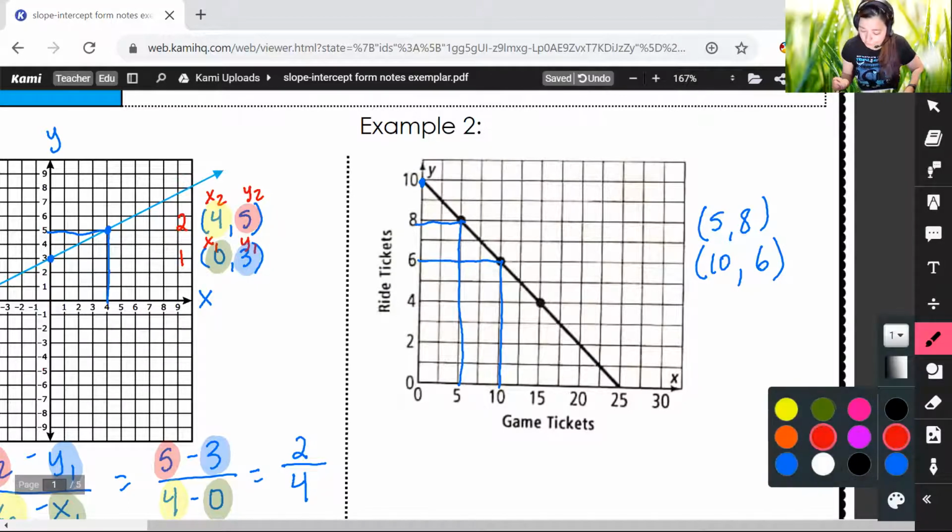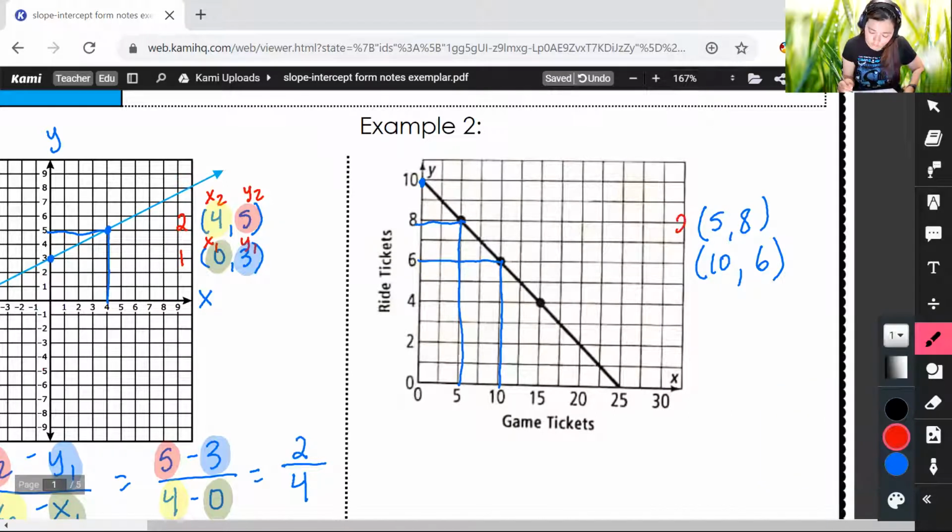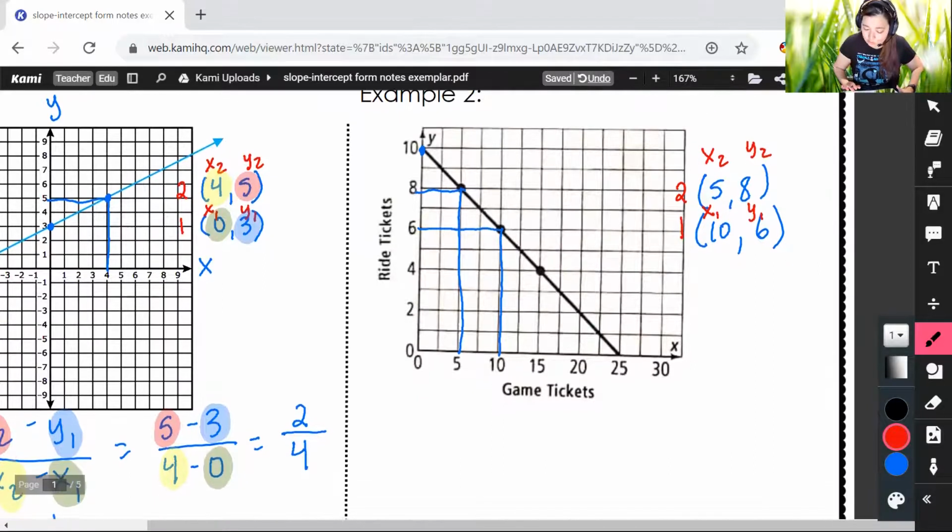After we have our 2 points, now we can label them. I like to put the second point on top because when you're doing the subtraction, it's a lot easier to tell that you have all your numbers in one place. You know, it's supposed to be y2 minus y1, so it's 8 minus 6. You know what I mean? And then 5 minus 10 on the bottom. So if you have your points lined up like that, it makes it a lot easier to check yourself when you are using the formula.